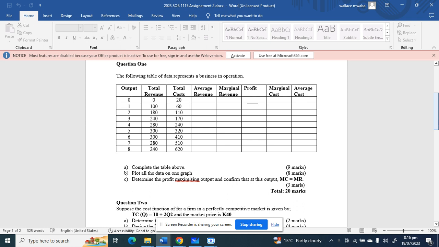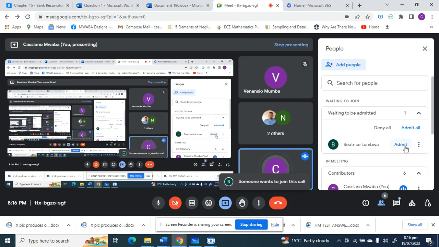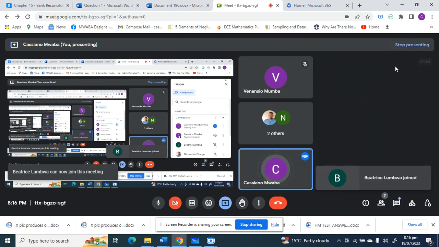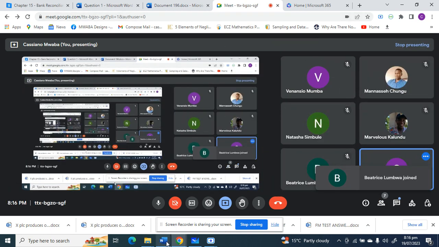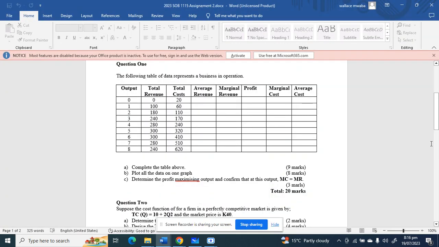So question one is on theory of. You'll be given tables like this, and you'll be asked to tabulate the average revenue, marginal revenue, profit, marginal cost, and the average cost. So it's important to remember what marginal cost is. Colleagues, do we remember what the definition of marginal cost is? What is marginal cost?